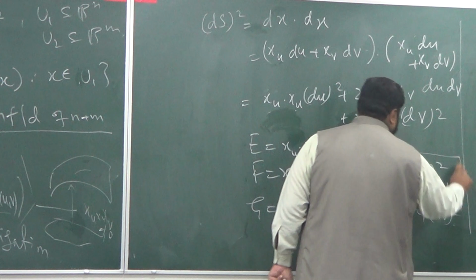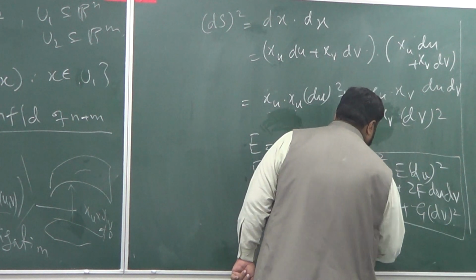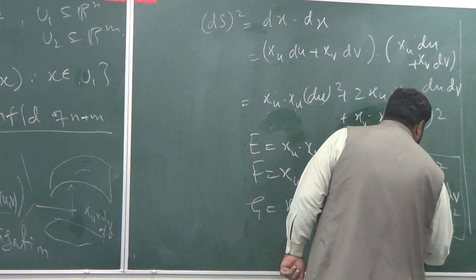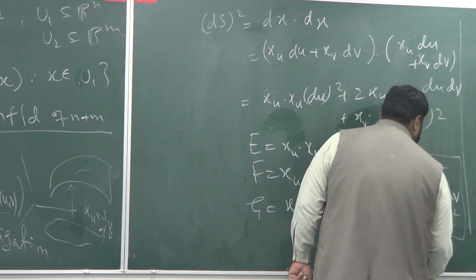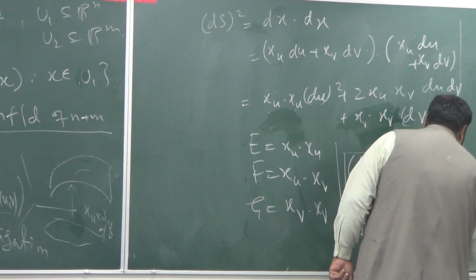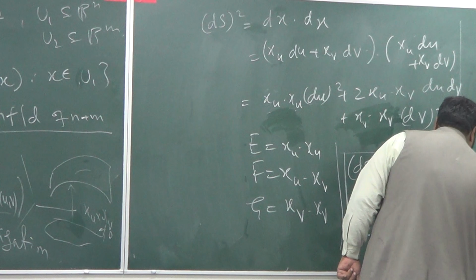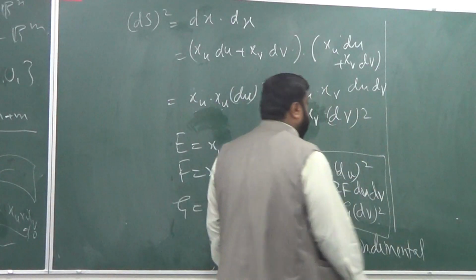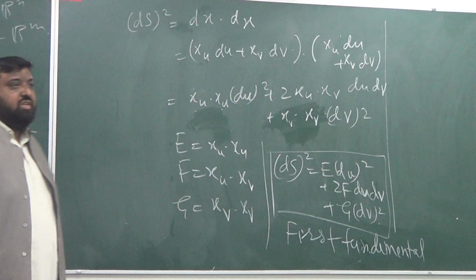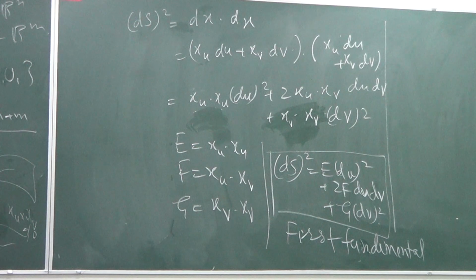And this guy is called the first fundamental form. Okay. So the first fundamental form is basically a way to compute these natural distances onto the surface, small natural infinitesimal distances onto the surface.